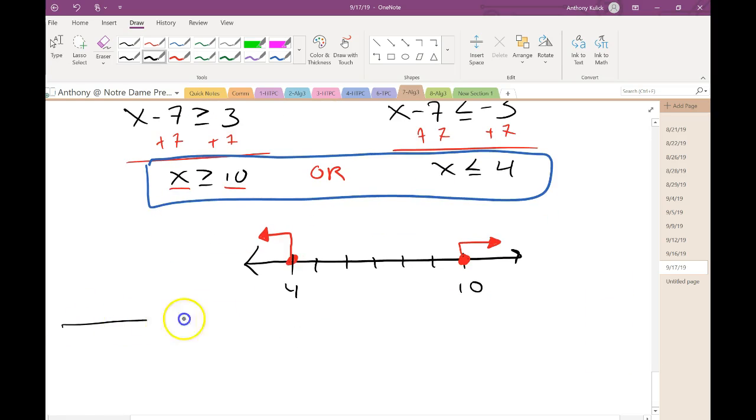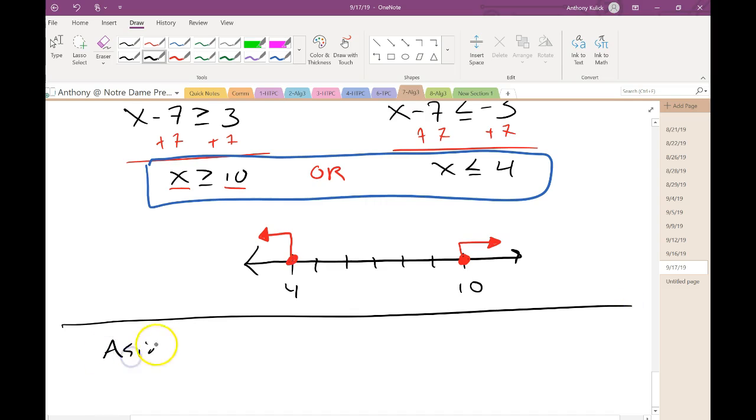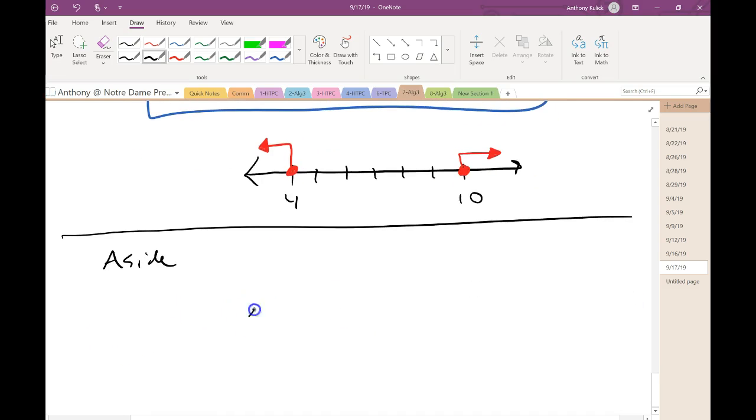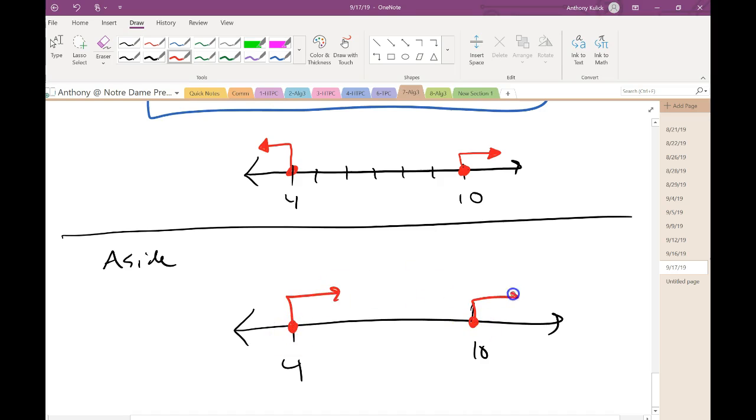Okay. As an aside, am I going to get answers that look like this, where both arrows point in the same direction? No, you're not. If you get an answer that looks like this, you've made a mistake somewhere. This won't happen. What is the likely place that you've made your mistake?